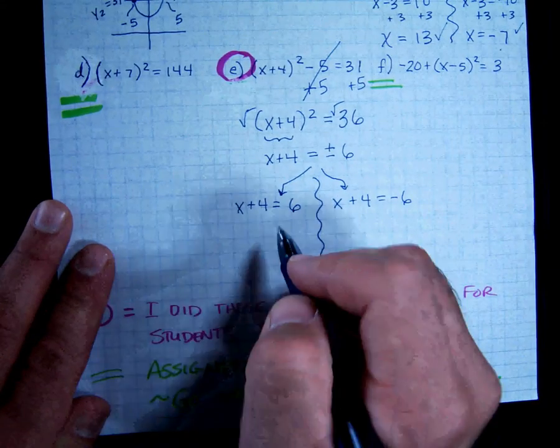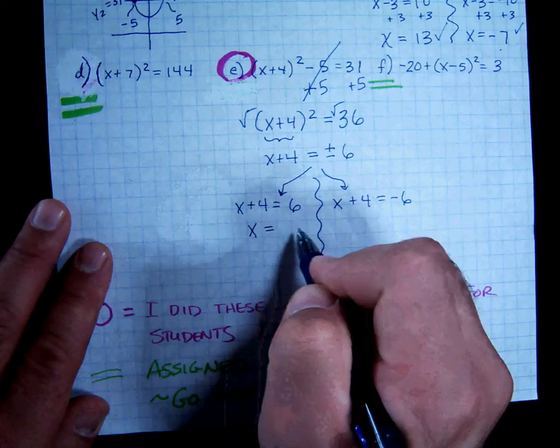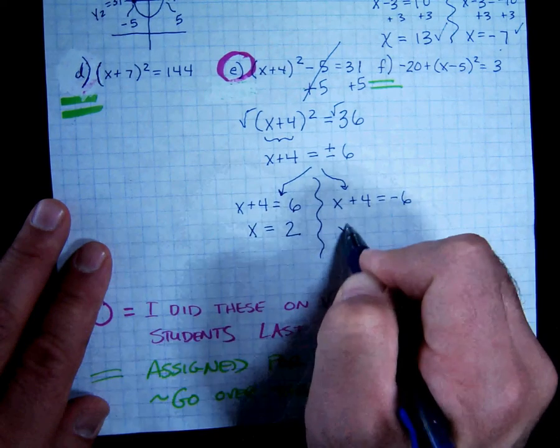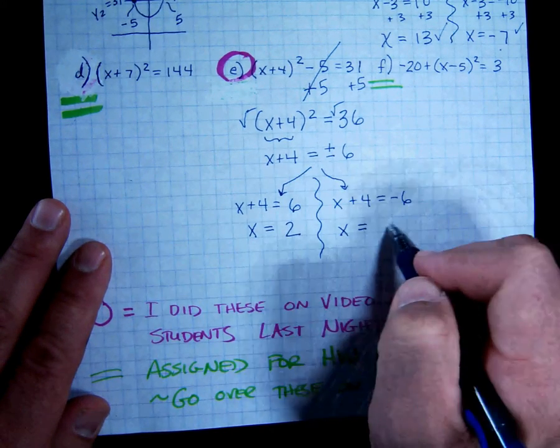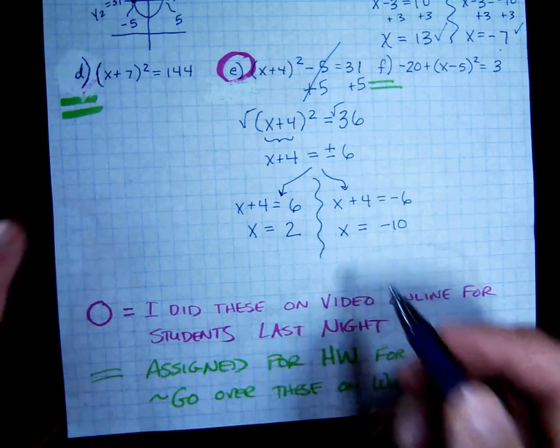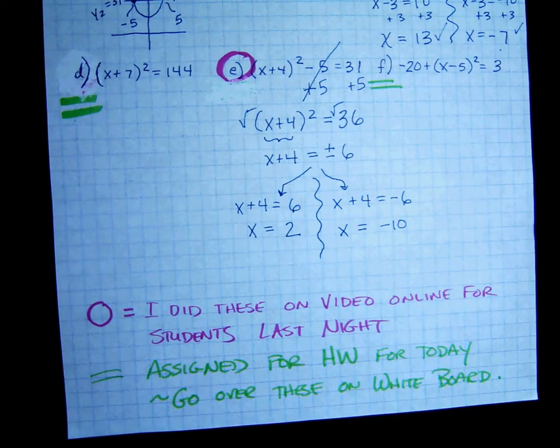Here, our first answer when we take away 4 from both sides is 2, and the other answer when we take away 4 from both sides is negative 10. You could check both of those answers in the original problem to make sure they both give you 31 as the output.